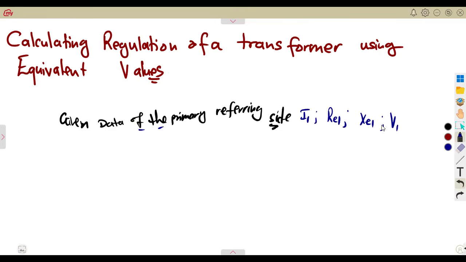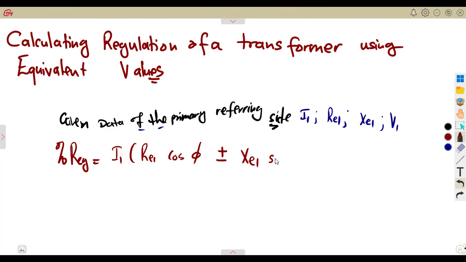We can calculate our percentage regulation from this information, whereby our percentage regulation can be given from the formula: I1 into the equivalent resistance of the primary side, cos phi, plus or minus the primary reactance, sine phi. This is the formula that we are going to have, everything over V1. Then as a percentage, we multiply by 100%.